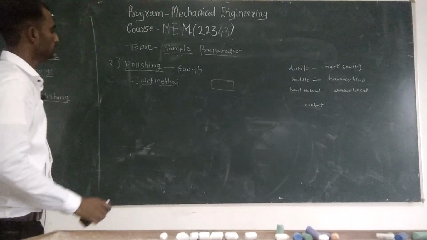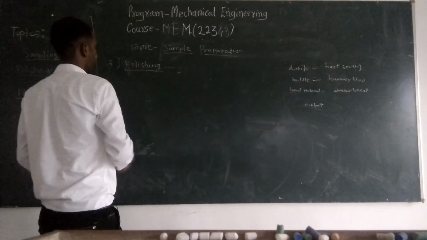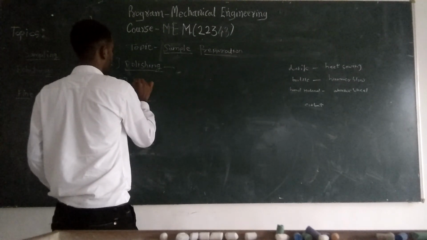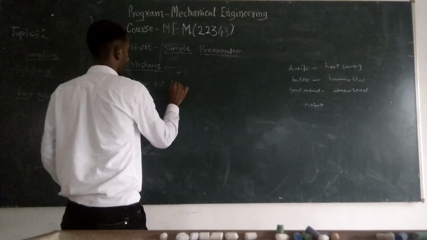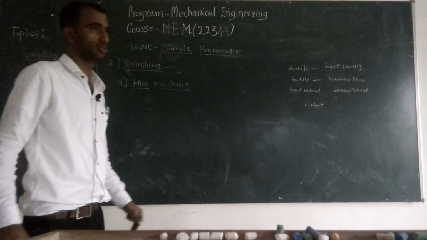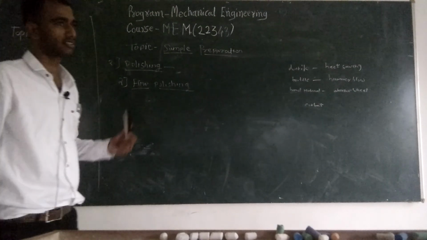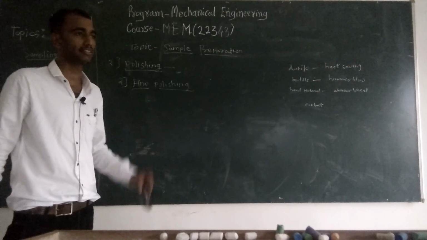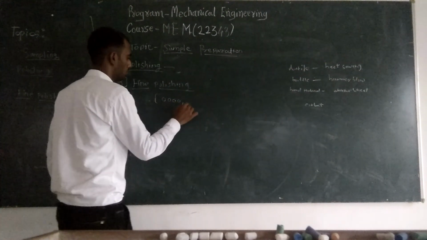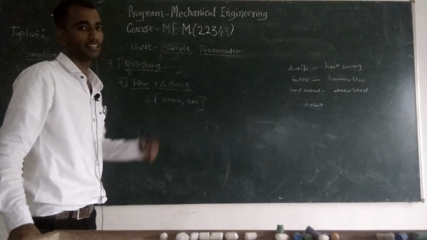Now we are going to learn the second type of polishing, that is fine polishing. This is a very important type of polishing. In fine polishing, whatever scratches were caused by the emery paper having grade 000 or 600 are completely removed.